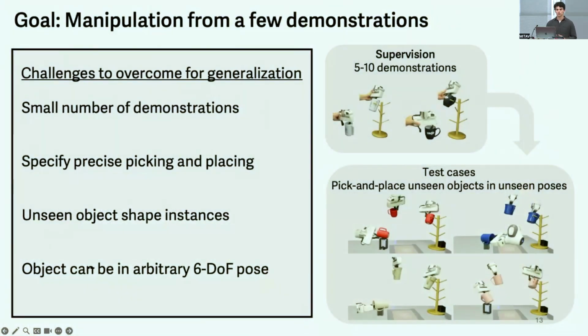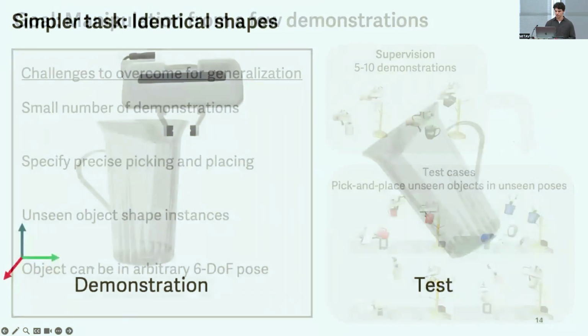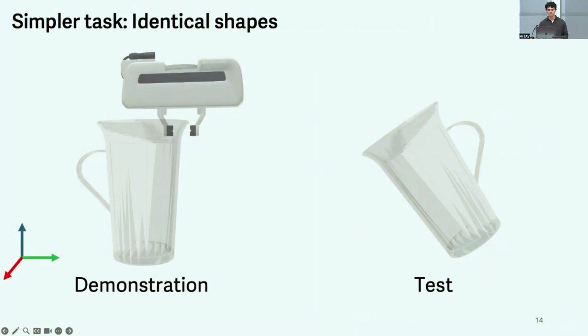More generally, we're proposing a representation that enables observing just a few examples of pick and place and generalizing the execution to novel objects in out-of-distribution poses. So now we'll take a bit to understand some intuition and motivations on the technical aspect of our approach.